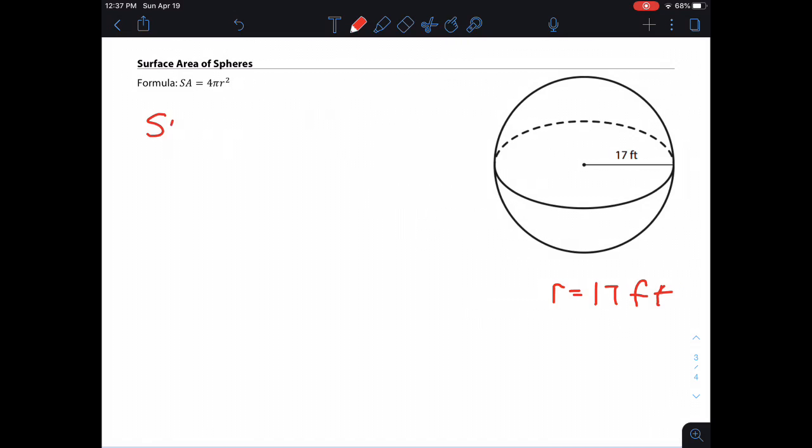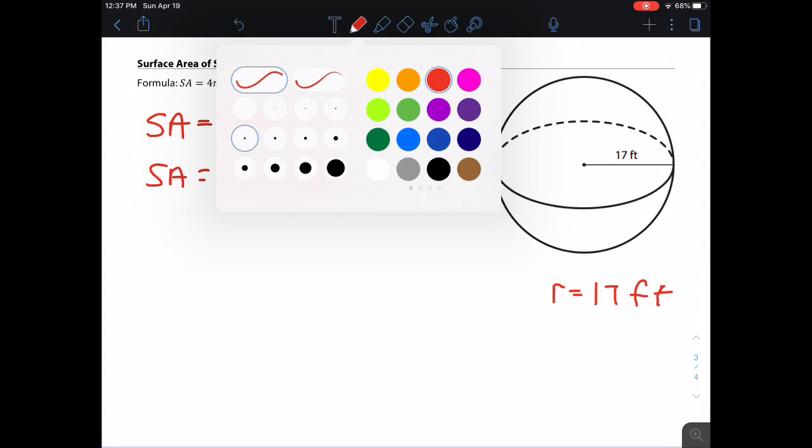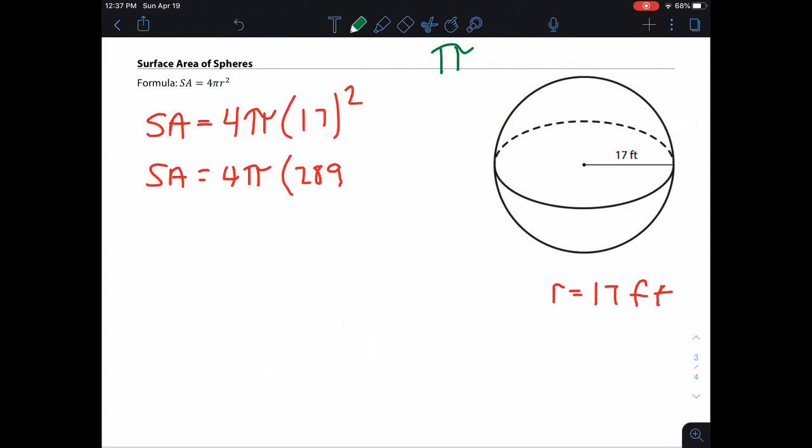Surface area equals 4 pi times the radius. I could have chosen a smaller radius, but I chose 17. And 17 squared is 289, so we can say the surface area is equal to 4 pi times 289. I should probably remind you that pi is always, yes, 3.14. I know what you were thinking.